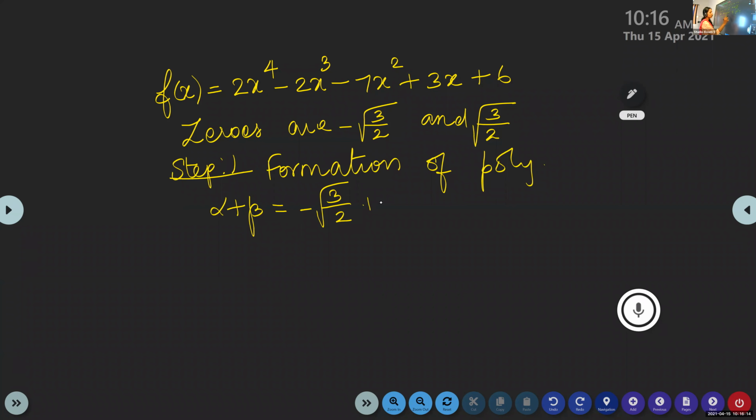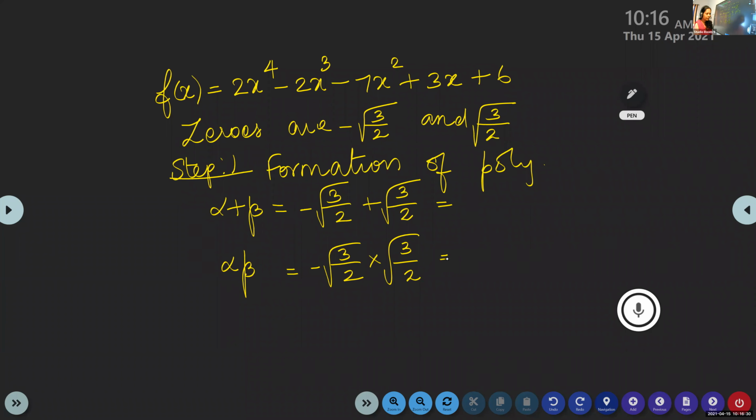Alpha plus beta is minus root 3 by 2 plus root 3 by 2, and alpha beta is minus root 3 by 2 into root 3 by 2. Find out what is alpha plus beta and what is alpha beta. What is alpha plus beta? Alpha plus beta is 0. Good.